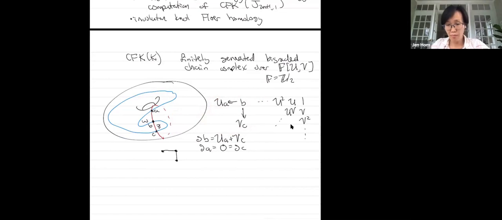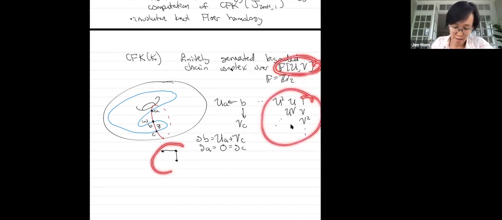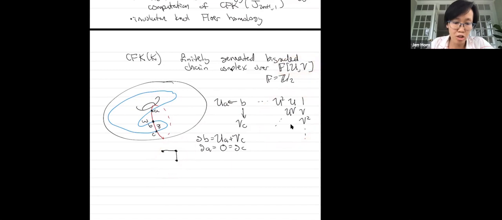Okay. But anyway, the point is that the knot Floer complex is this bigraded chain complex over a polynomial ring in 2 variables, and you can represent these 2 variables sort of graphically, and then you get these little pictures that represent these chain complexes.